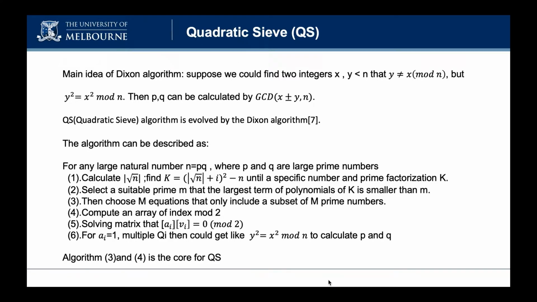Different from the algorithms based on smoothness, more excellent algorithms are based on the idea of combining congruences to find integers x and y that satisfy y squared equals x squared mod n. I will introduce the quadratic sieve algorithm. The problem is that it is difficult to find x and y. The key step of QS is to use prime numbers in a factor base to filter quadratic function values in a certain interval.